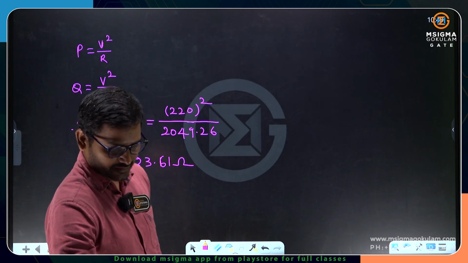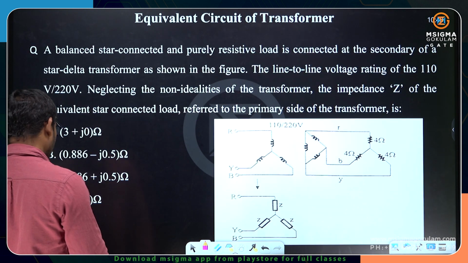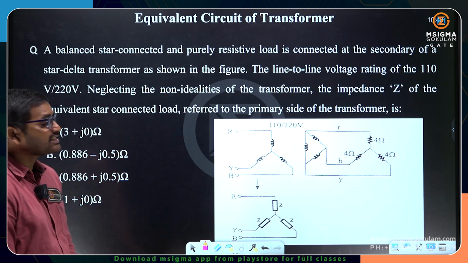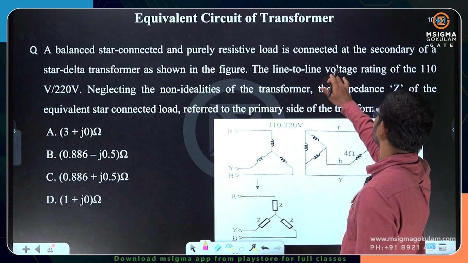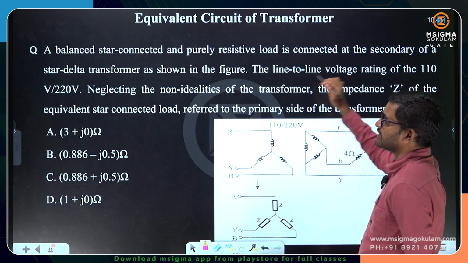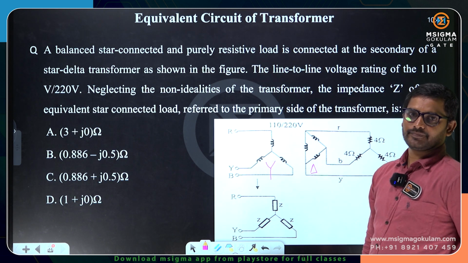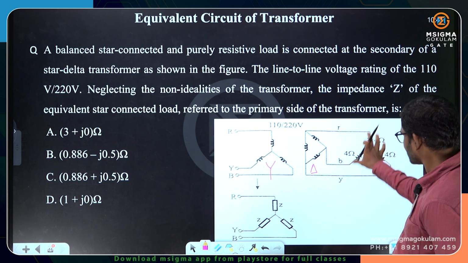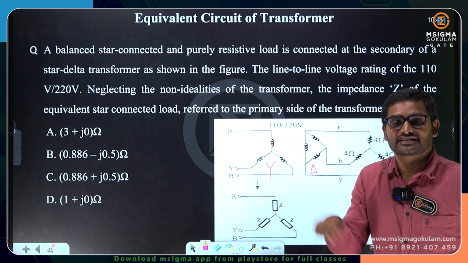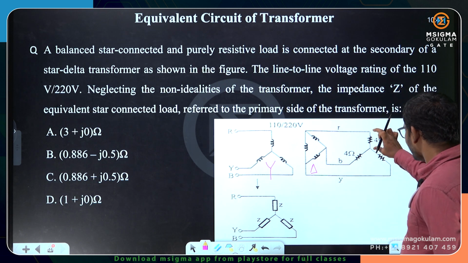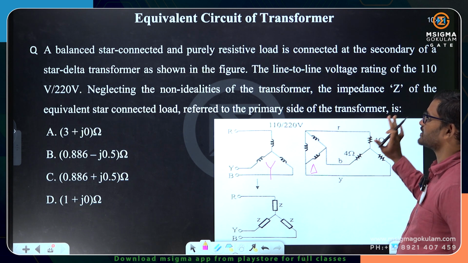I hope it is clear for everyone. Let me finish with one small question. Here he has given a balanced star connected and purely resistive load connected at the secondary of a star delta transformer. This is a star and this is a delta transformer. So a balanced pure resistive load. Balanced means in each and every phase the same resistance, the same impedance has to be there. So in the R phase I have 4 ohms, Y phase I have 4 ohms, B phase also 4 ohms. So it's a balanced resistive load.